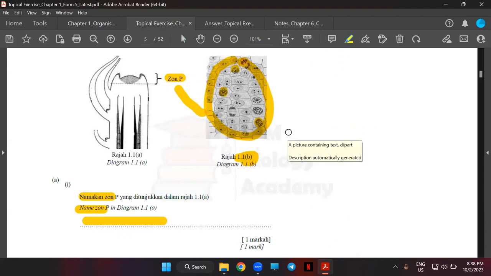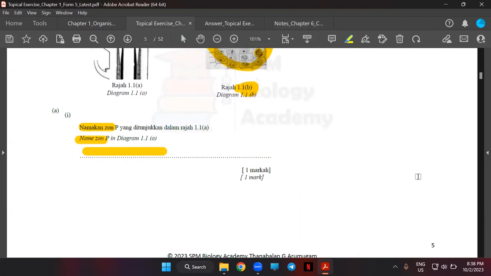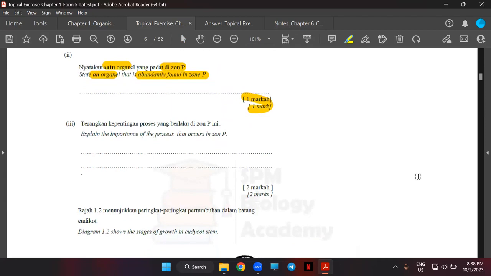Jadi, balik ke soalan. Mitosis, apa berlaku di zon P? Mitosis memerlukan apa? Tenaga. So, kalau bercakap pasal tenaga, what is the name of the organelle that generates energy? Maka jawapan kita ialah mitochondrion. Mitokondria. Ya, betul. Tepat sekali. Ya, itu jawapan dia.